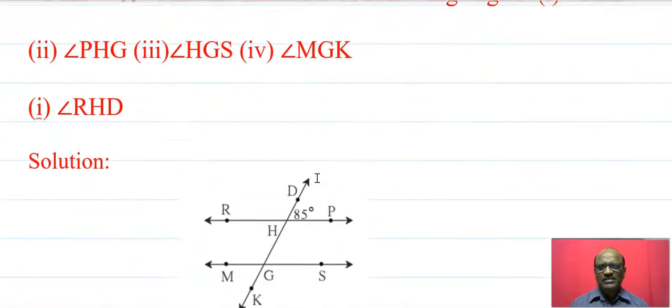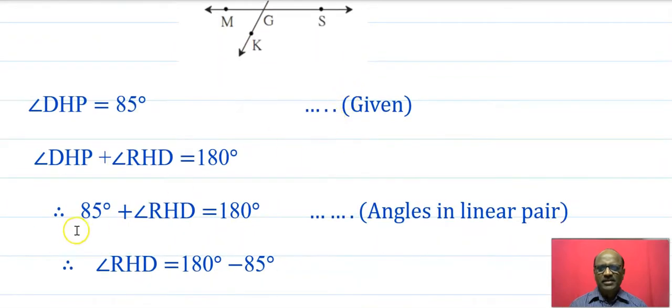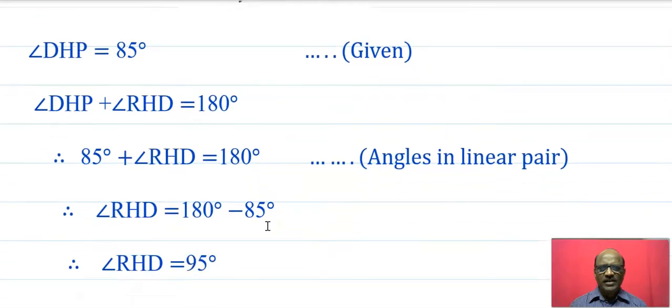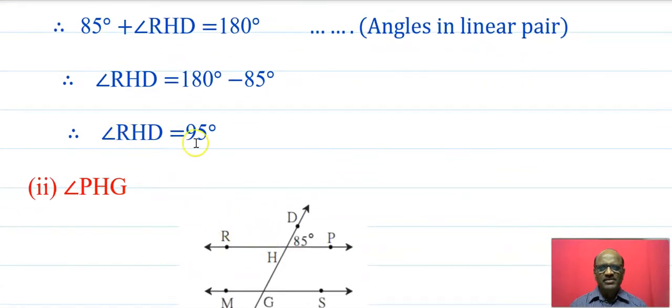Now see these step by step. In this figure, the measure of angle DHP is equal to 85, which is given. Now the measure of angle DHP plus the measure of angle RHD is equal to 180. These are linear pair angles. Therefore 85 plus measure of angle RHD is equal to 180, and therefore the measure of angle RHD is equal to 180 minus 85, that is equal to 95. Therefore the measure of angle RHD is equal to 95.